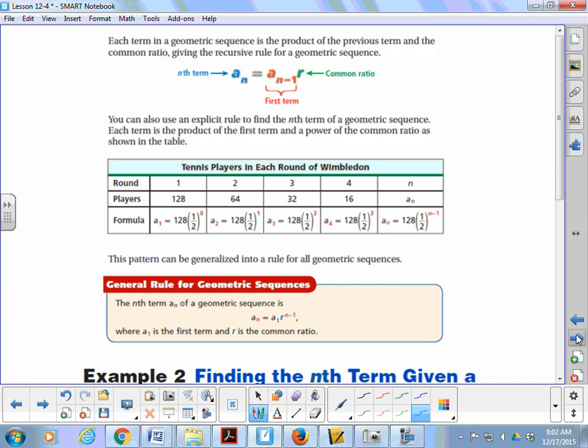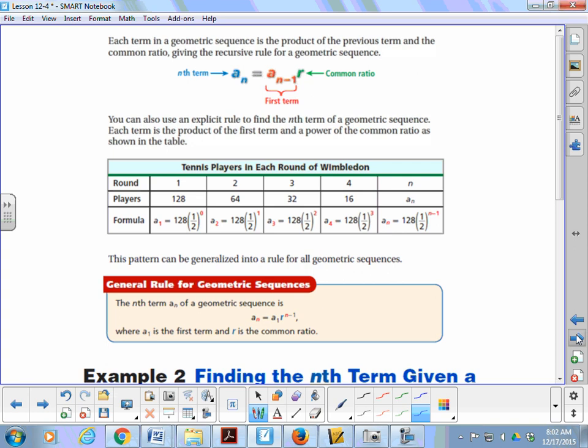Now, there's two ways to look at geometric sequences. One is using the recursion formula or recursive formula. We talked about this the other day. With a recursive formula, that just means that we're going to take the last answer we got, and in this case, because it's a common ratio, multiply it by the common ratio. So the last answer times the common ratio, which is what this says here up at the top.